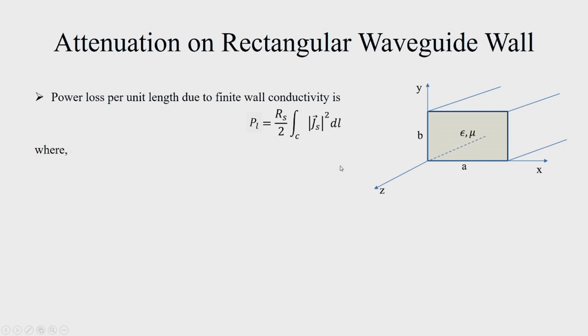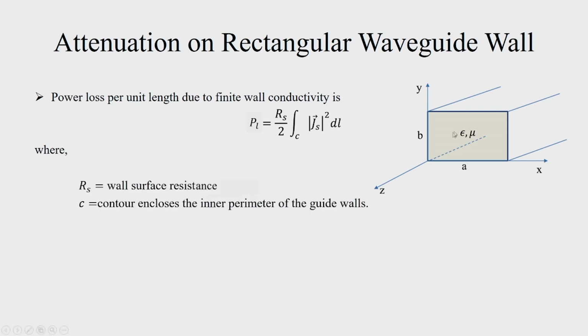Now, where does this surface current come from? We know from the boundary condition that the magnetic fields for the TE10 mode, that means Hz and Hx, will be discontinuous on this metallic boundary, and we can calculate the surface current that is induced on the walls of the waveguide by n cross H. Rs is the wall surface resistance and C is the contour that encloses the inner perimeter of the waveguide walls.